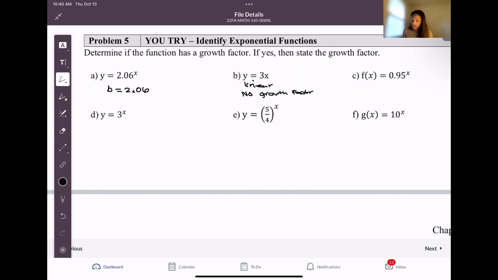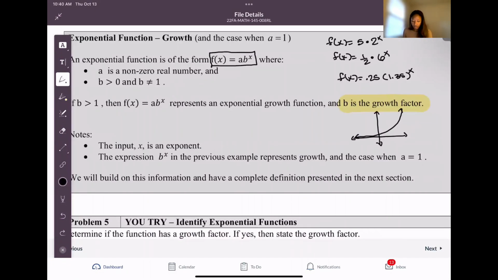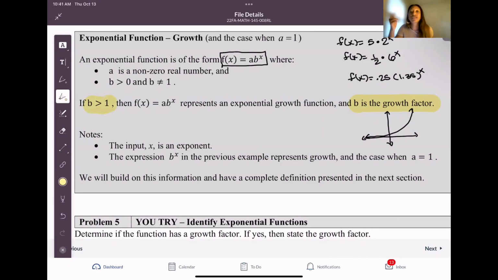Okay. For part C, 0.95 to the x power. This is an exponential function. However, for exponential growth, b has to be bigger than 1. So b does have to be greater than 0 just to be an exponential function. That's how we define exponential functions. But the base has to be greater than 1 in order for it to be a growth.